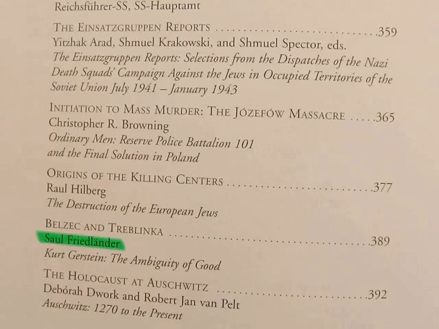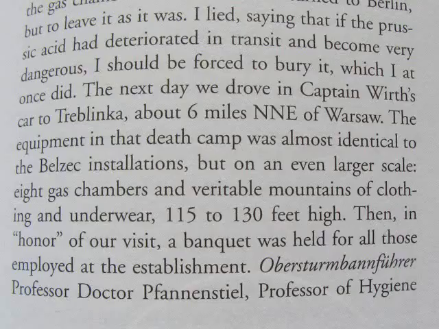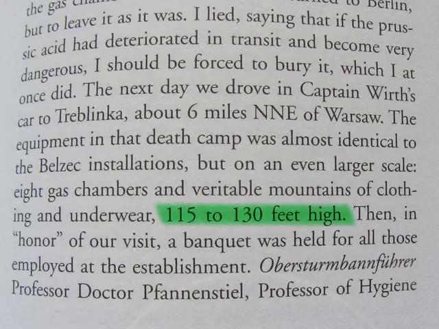He wrote a book that included an excerpt of a prison confession of SS officer Kurt Gerstein, who allegedly visited Treblinka and Belzec. On page 391 we read in the confession where it says that at Treblinka, Gerstein saw veritable mountains of clothing and underwear 115 to 130 feet high. Wow, that's a lot of clothes. But let's think about that for a moment.